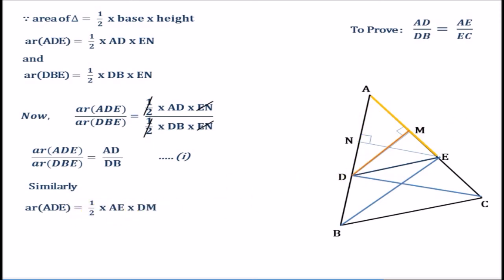Now the last side that remains is EC. So considering EC to be the base of triangle DCE, which is again an obtuse angled triangle, where angle E is obtuse, the perpendicular will drop on the extended base. So here EC is the base and the perpendicular DM has been drawn on the extended base. So area of DCE equals half into EC into DM.